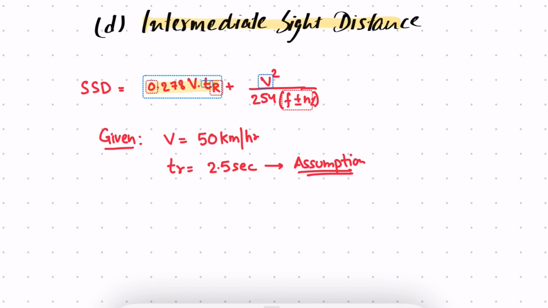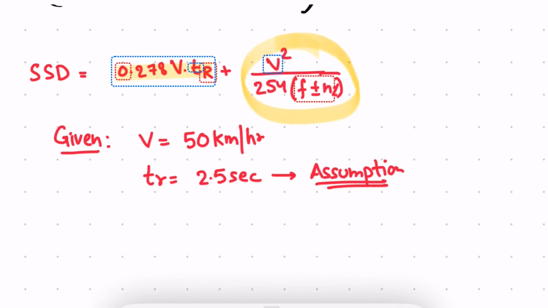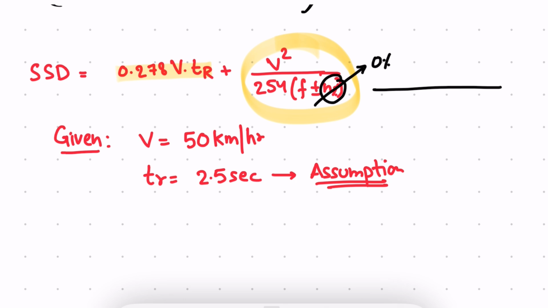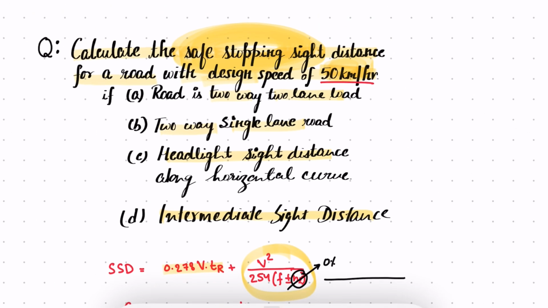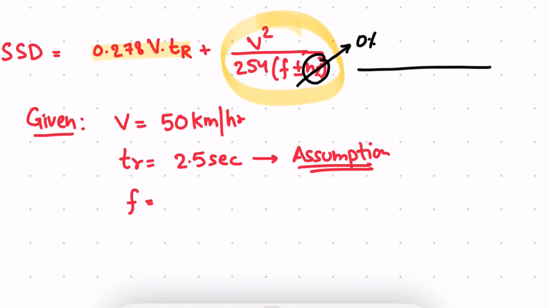Now talking about the braking distance, the value of v we have, but the gradient or the slope we have not been provided, right? Since it has not been provided, we will say that it is 0, that is we are moving in a horizontal plane road. Then the f value, again, we have not been provided. So f, again, we will take it as 0.35.